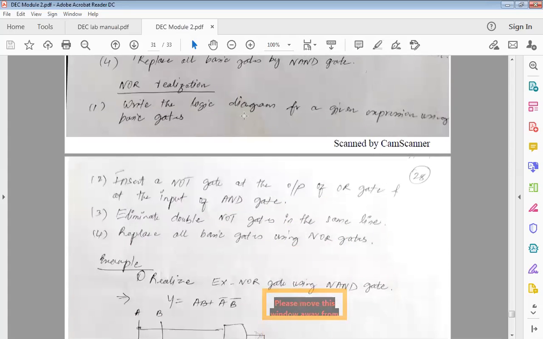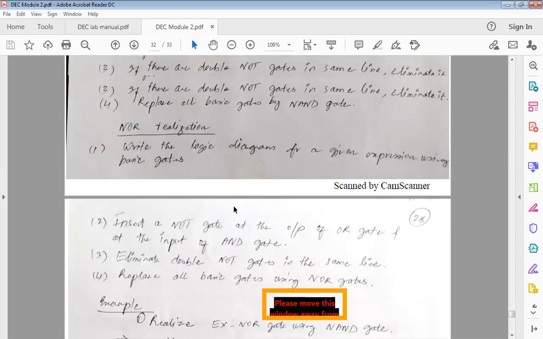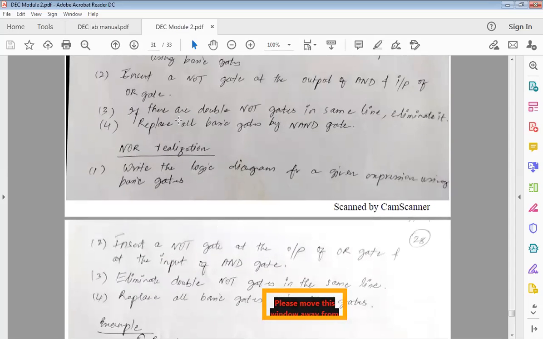For the NOR gate, what is going to happen? Only point number 2 changes. So insert a NOT gate at the output of the OR gate. Always remember whenever there is a NOR implementation, your NOT will come after the OR gate. So a NOT gate at the output of the OR gate, and the reverse happens to the AND gate, at the input of the AND gate. So only this point number 2 is reversed for NAND and NOR implementation.